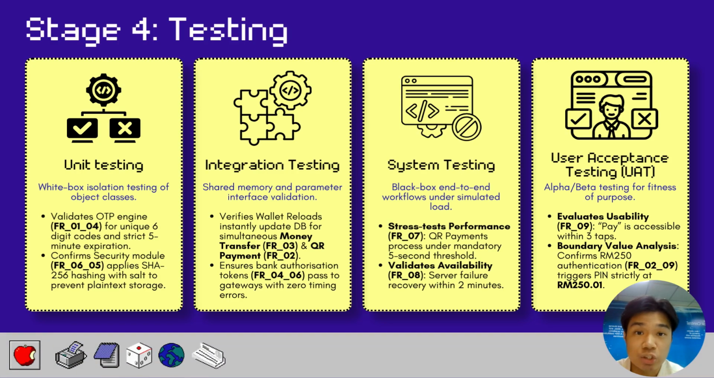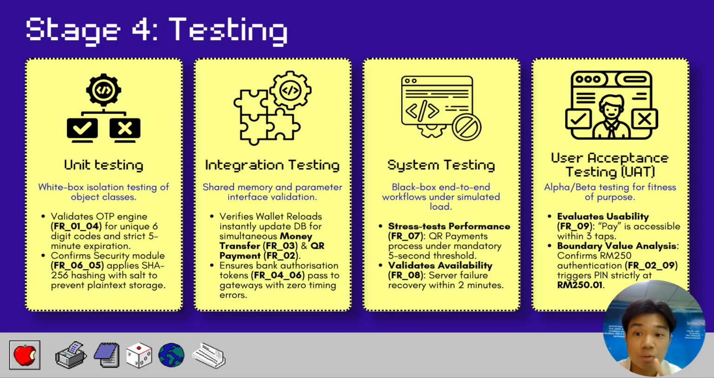Our testing strategy ensures that the eWallet is secure, functional, and user-friendly. We begin with unit testing, using white box isolation to validate the OTP engine's 5-minute expiration and SHA-256 hashing for security. Integration testing then confirms that wallet reloads update the database instantly, ensuring bank authorization tokens pass to gateways without timing errors.